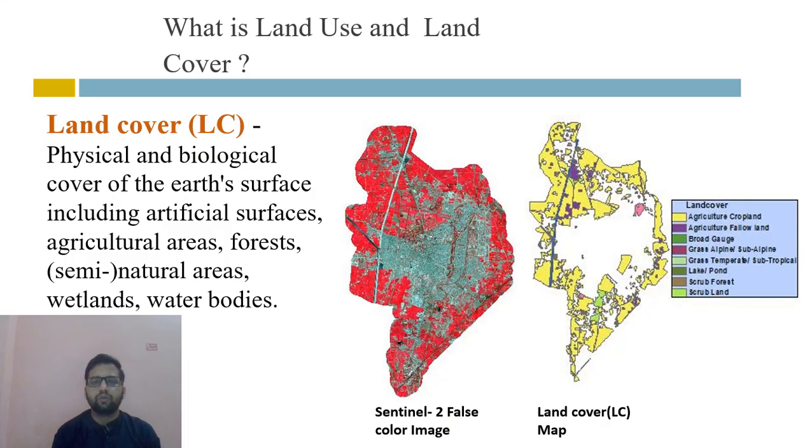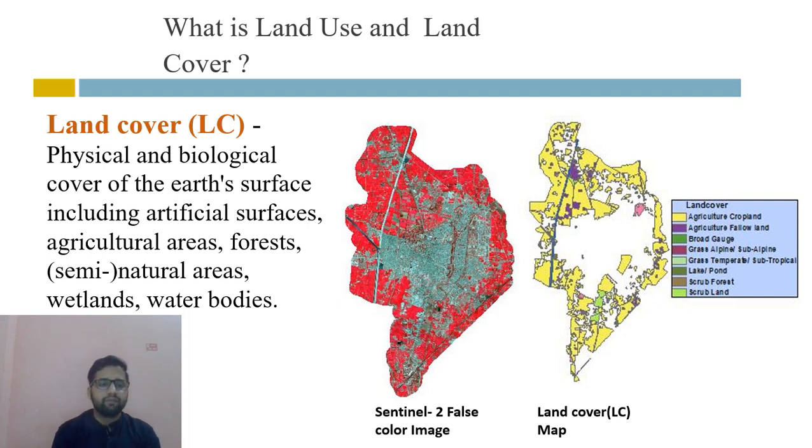At first we want to know what is land. Land means the solid form of the earth surface. The solid form of the earth surface is called the land. Land can be divided into different types, that is physical and biological. So at first we want to know what is the land cover.